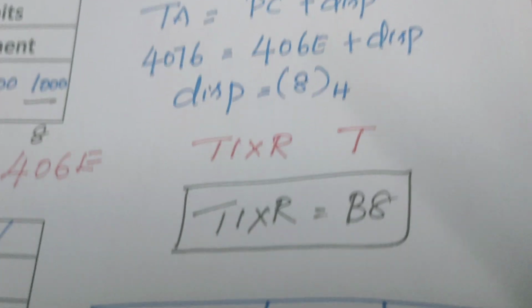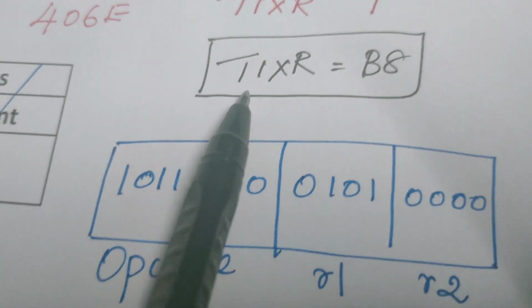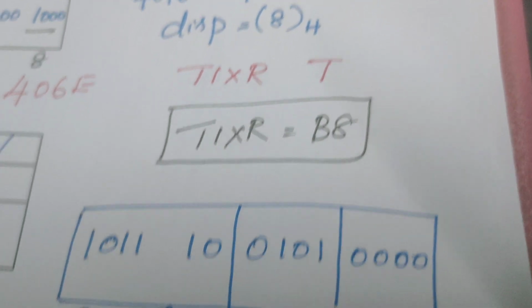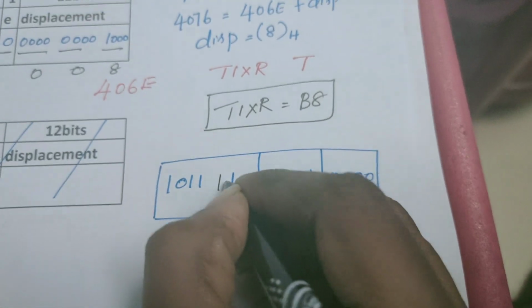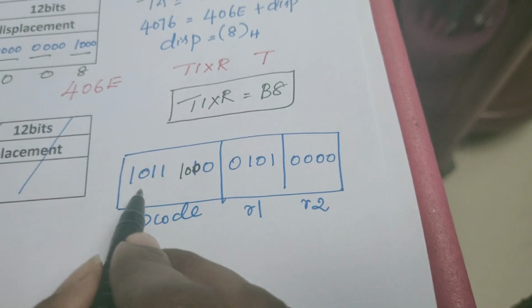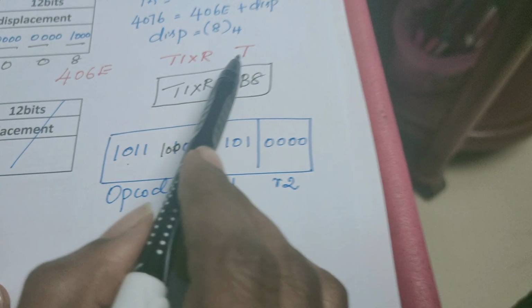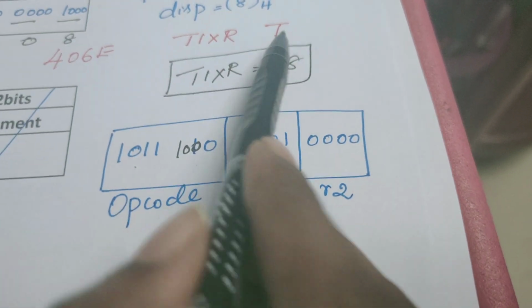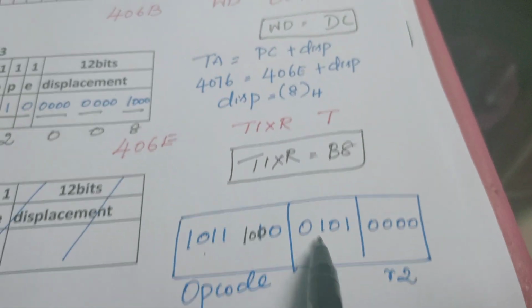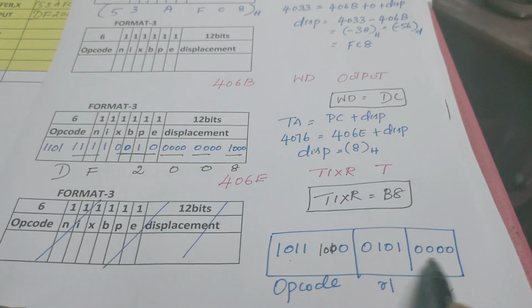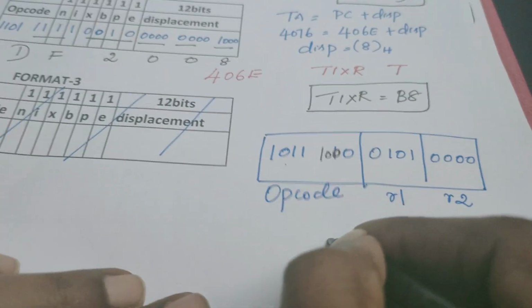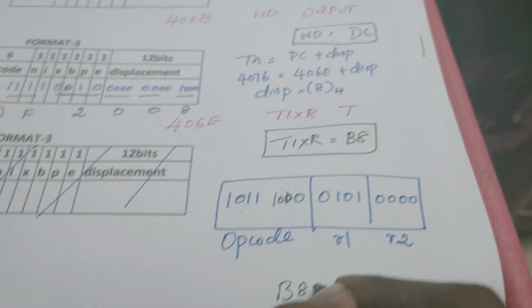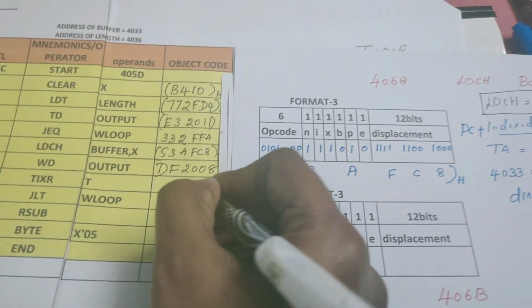For a format 2 instruction, this is the format. For TIXR, the opcode is B8. So I have written here 1011. Sorry, it must be written as 1000. So the opcode is B8. The register it refers to is T and its numeric value is 5. That is why it is written as 0101. There is no value for the other register, so by default it is considered as 0. For this instruction, the object code is B850. So let me write it here, B850.